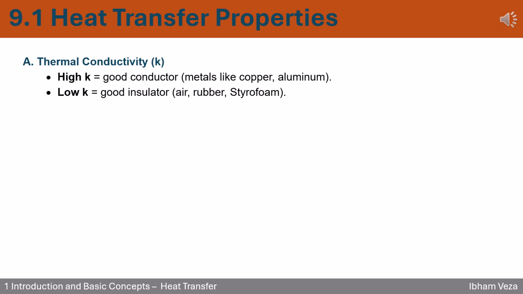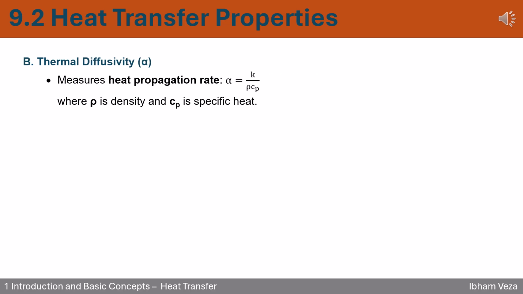On the other hand, materials with low k values are good insulators. Examples include air, rubber, and styrofoam, which block heat flow and help keep things hot or cold. Understanding k helps you pick the right materials, whether you want to conduct heat fast or slow it down.